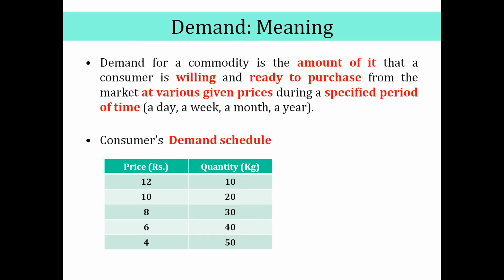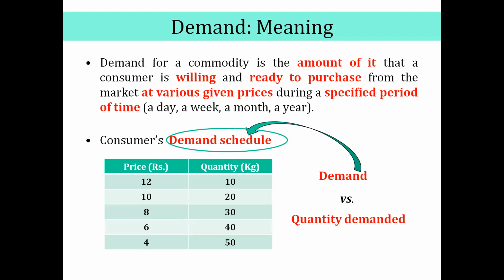There is a difference between the terms demand and quantity demanded. When we say demand, it indicates the entire demand schedule, which shows the consumer's demand preference for a commodity at various market prices. On the other hand, quantity demanded means demand for a commodity at a specific price. For example, at price 10, quantity demanded is 20; at price 4, quantity demanded is 50.